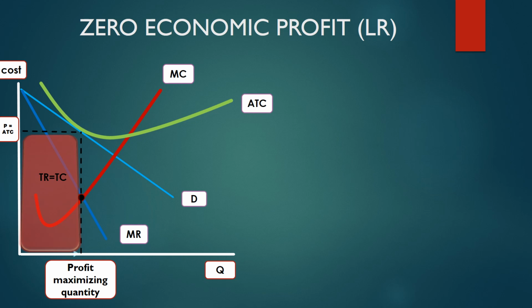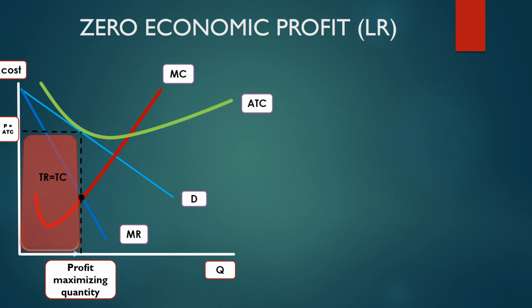If you compare zero economic profit with the profit and loss scenarios of monopolistic competition, you will notice that the whole graph is the same apart from where the average total cost curve lies. Remember, in the loss scenario, the average total cost curve was above the demand curve. In the profit scenario, it was below the demand curve. But for zero economic profit, the average total cost intersection is exactly at the demand curve. So that makes total revenue equal to total cost. This red shaded area is your TR, and it's also your total cost.